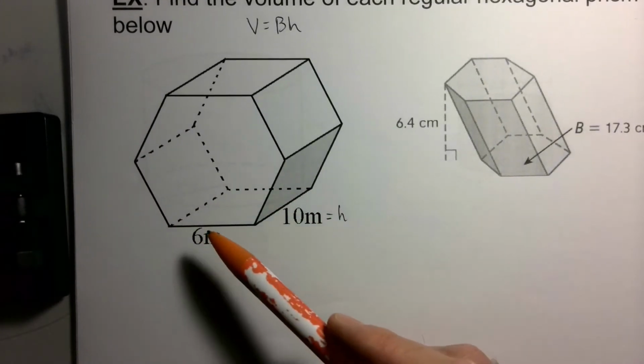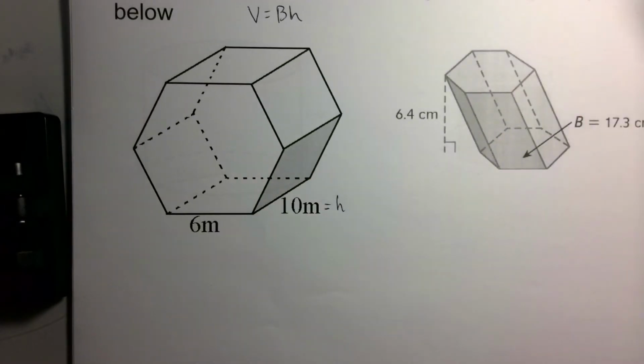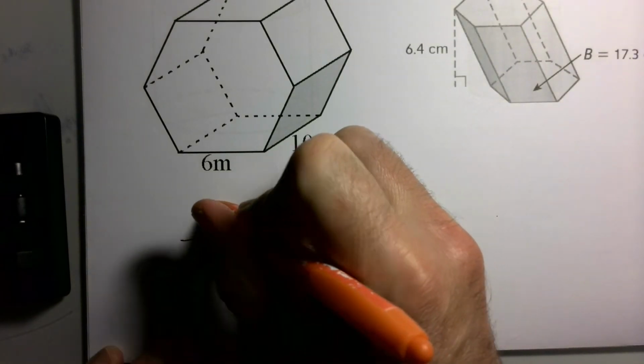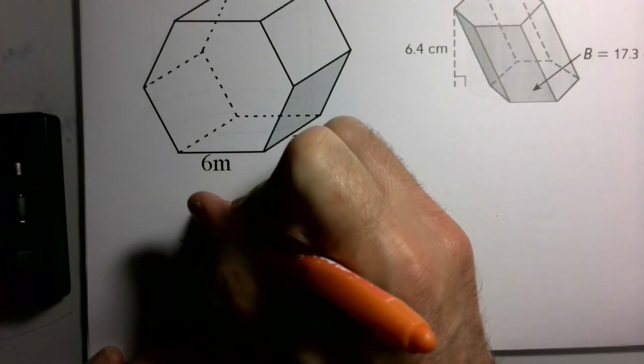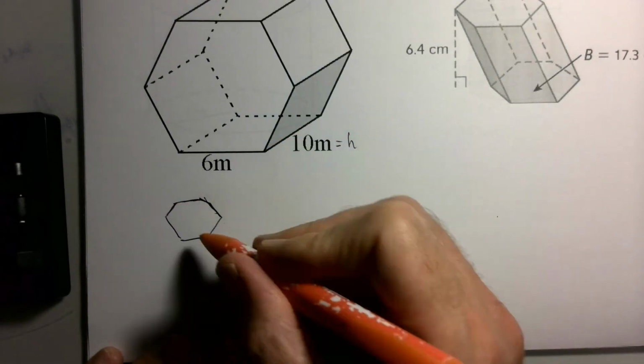Okay, so this is a regular hexagon. One side of that hexagon is 6, so this is a chapter 11 type of question. I'm going to go ahead and copy that hexagon down here. Oh wow, that's beautiful. Oh my gosh, I'm embarrassed. Anyways, you get the idea.